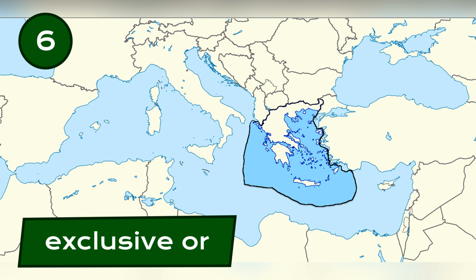Number 6. Exclusive or. Exclusive or, exclusive disjunction, is a logical operation that is true if and only if its arguments differ. One is true, the other is false. It is symbolized by the prefix operator J and by the infix operators XOR, EOR, and the symbol display style left right arrow.